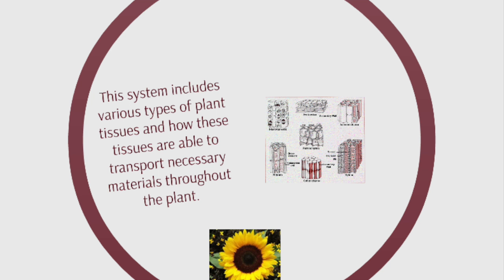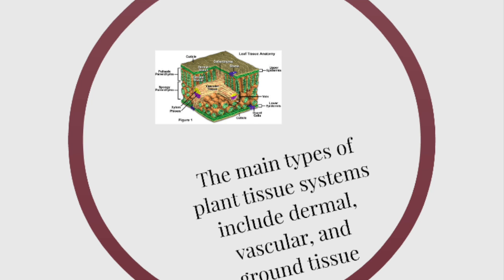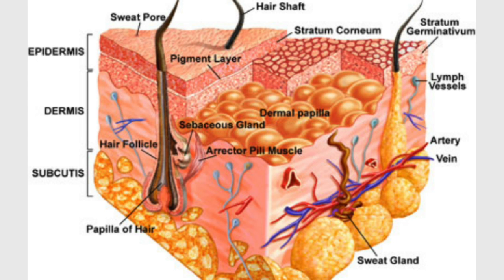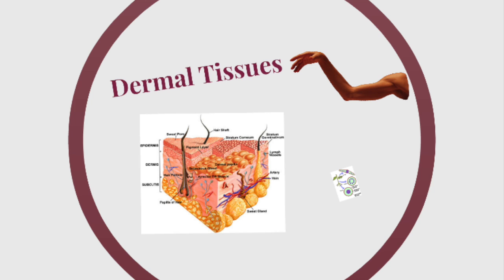Our system includes the different types of plant tissues and how these tissues are able to transport necessary materials throughout the plant. The main types of plant tissue systems include the dermal, the vascular, and the ground tissue. Dermal tissues are very similar to the skin of humans. Within the dermis, the tissues are divided up as the epidermis, the cuticle, and in some plants, the periderm.